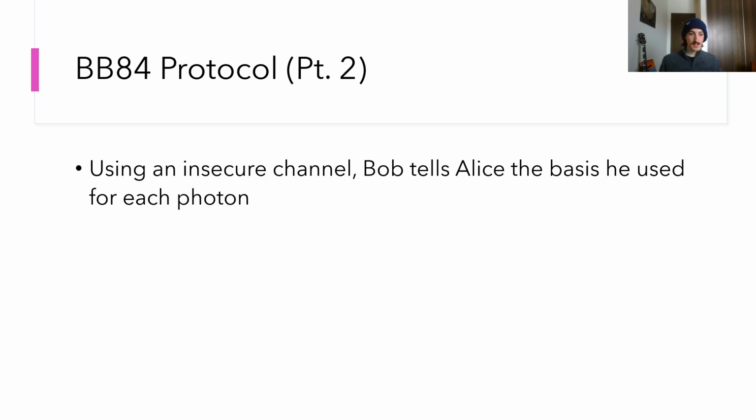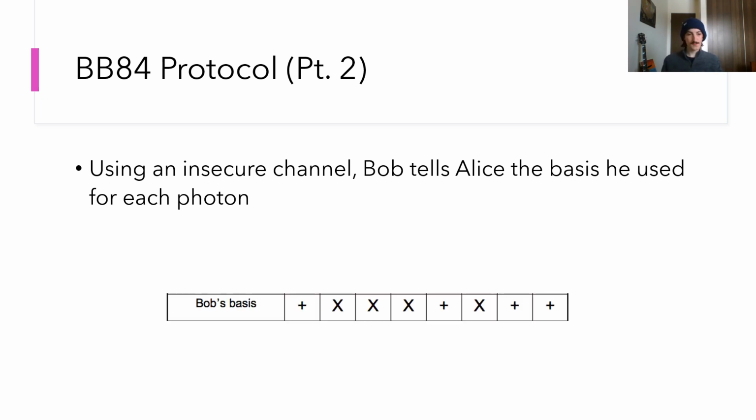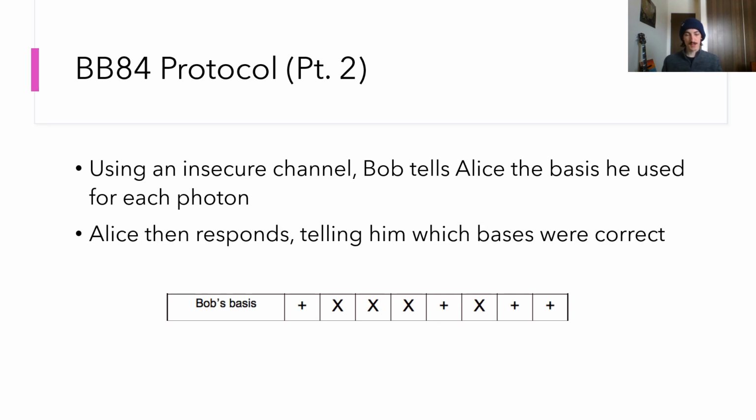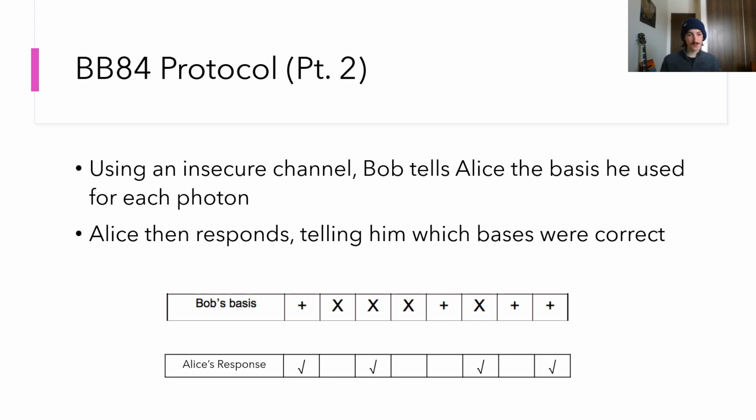And so that leads to the next step, where once they have these polarizations, on an insecure channel or just a standard communication channel, Bob will tell Alice what basis he used for each of those photons. So he'll send that over to Alice. Alice will check that and then respond and tell him which of them were correct. So in this case, the first, the third, the sixth, and the eighth were all correct.